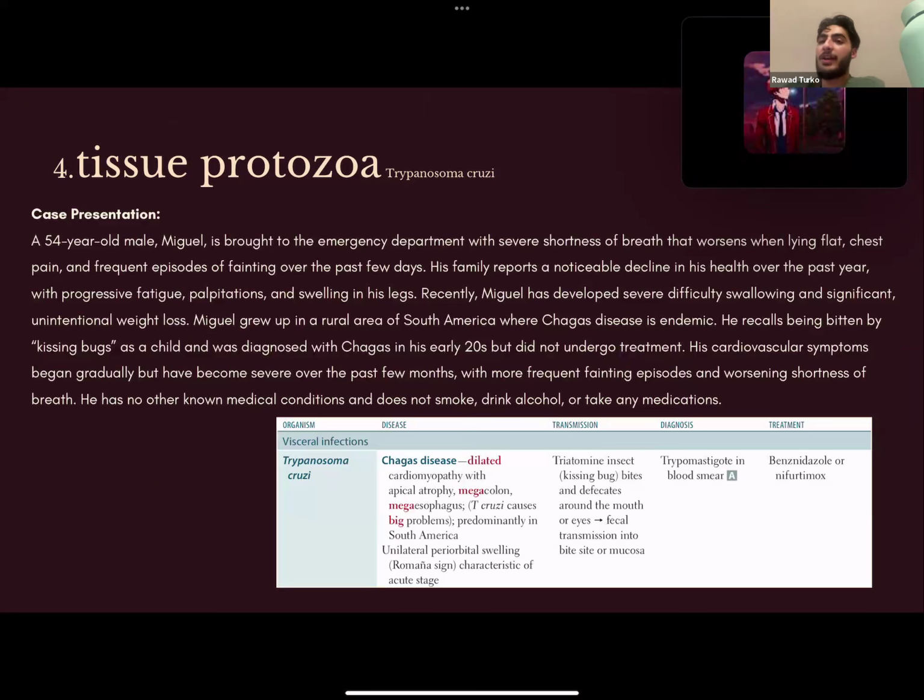Okay, this is the presentation again. So we're gonna go through it quick. Shortness of breath that worsens when lying flat. Ooh, this is important. This is a little bit too advanced for you guys. Shortness of breath that worsens when lying flat. This is actually an acute symptom of heart failure. Okay, and that's because it's too much to go into detail, but just know that.